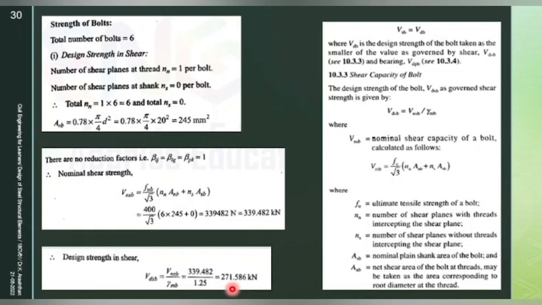Now what is the next case? Design for bearing, so design strength for bearing. So what is the case now? You write clause 10.3.4. You write the clause, and what is the page number?